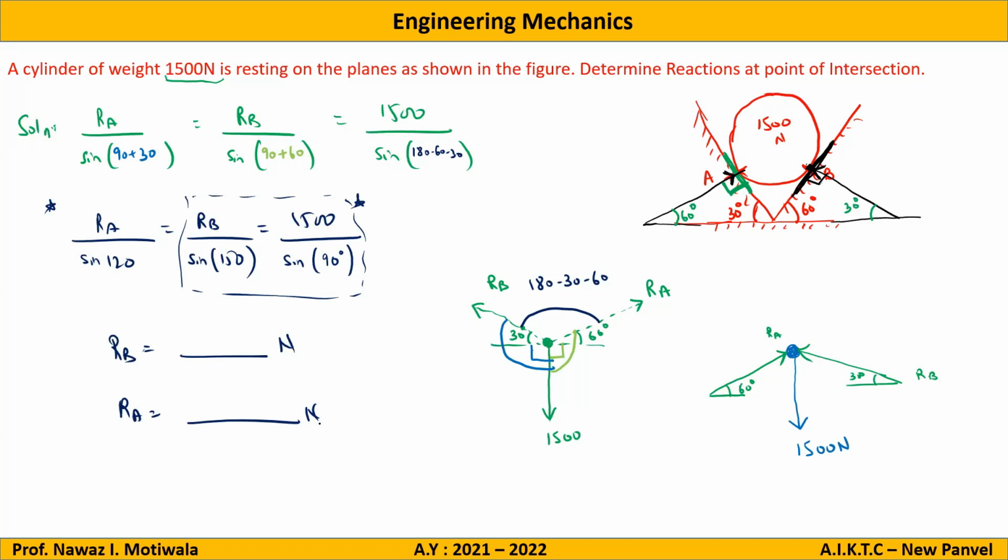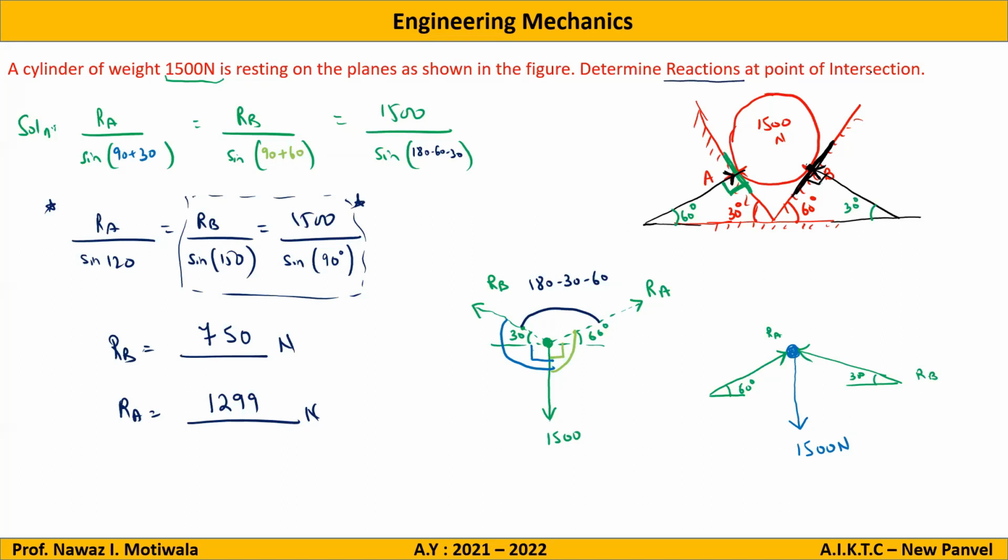RA is equal to 1299.0 newtons. Okay, 1299. RB is 750 newtons. So all of you are getting the same answer. Yes, sir. Any doubts in this question? No, sir.